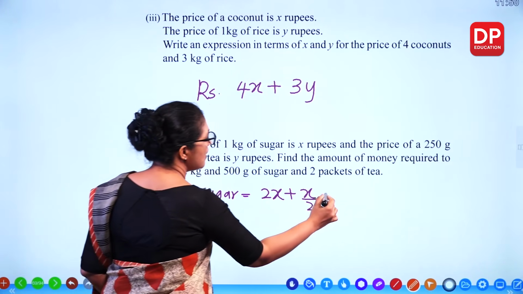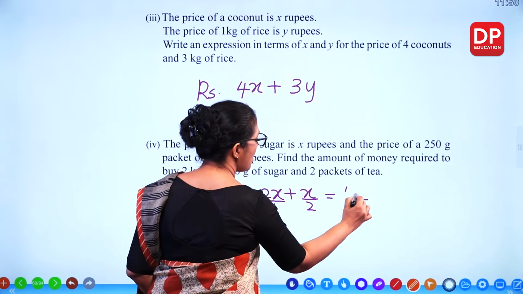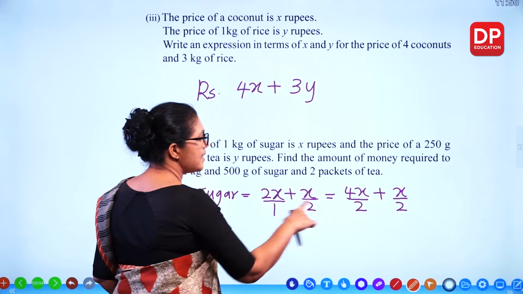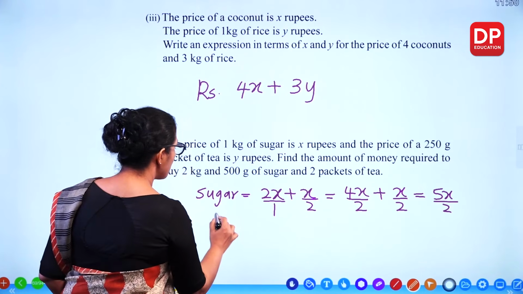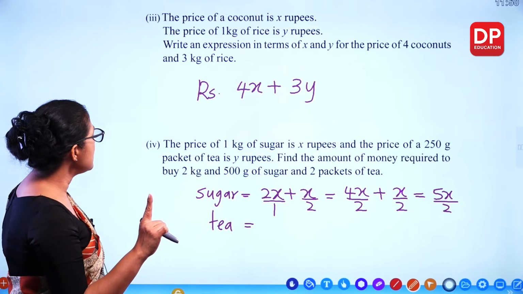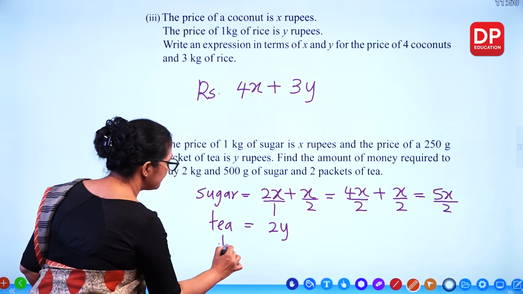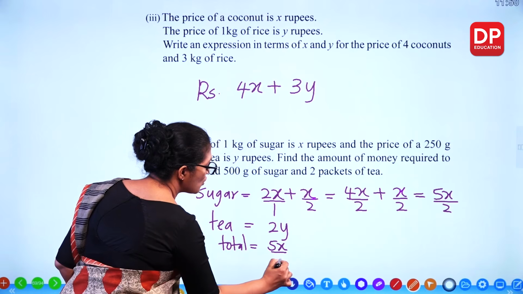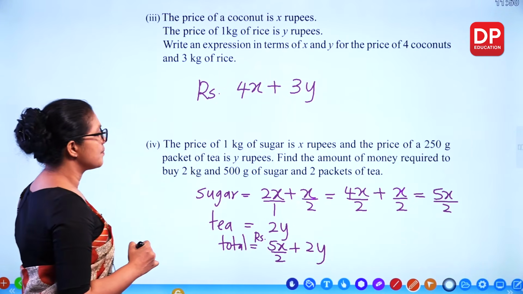Now here we'll take the common denominator, convert to 2. This becomes 4X over 2 and X over 2. Since they have the same denominator, we can add them. So 5X over 2. And what about the price for tea? 2 tea packets, 1 tea packet is Y rupees, so 2Y. So what's the total? Total is 5X over 2 plus 2Y, in rupees.